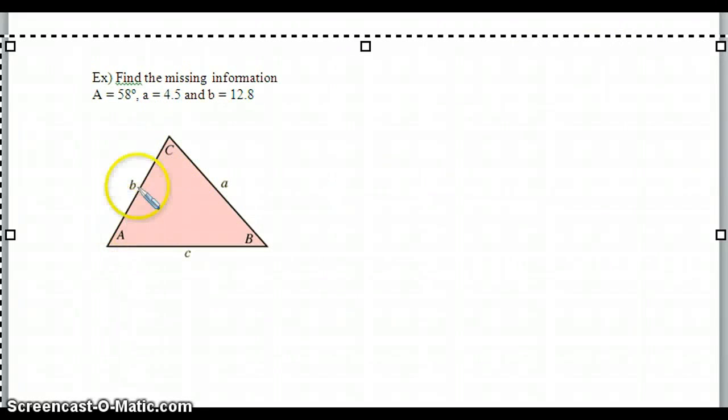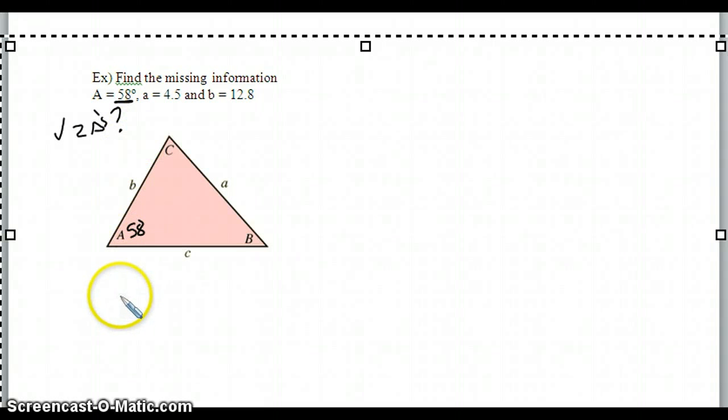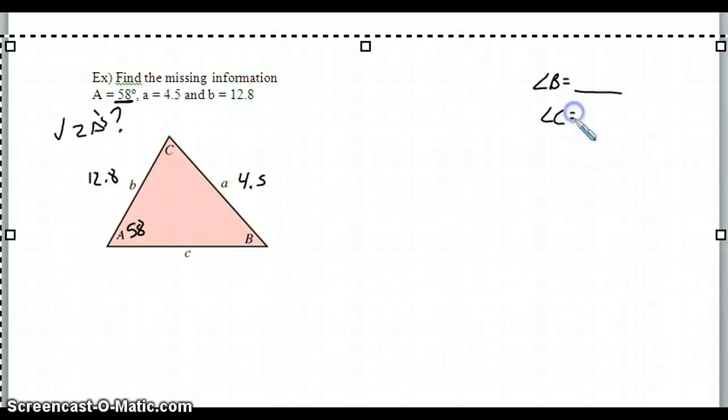Looking at the next example, I'm given one angle, and that angle happens to be acute, so this is where I have to check for the two triangles. Ask myself, is this an example where I could possibly have two different triangles? Yes, it is, so I've got to check. So finish labeling what you know. Let's list over here what we need to find. We need to find angle B and angle C, and we need to find side C.